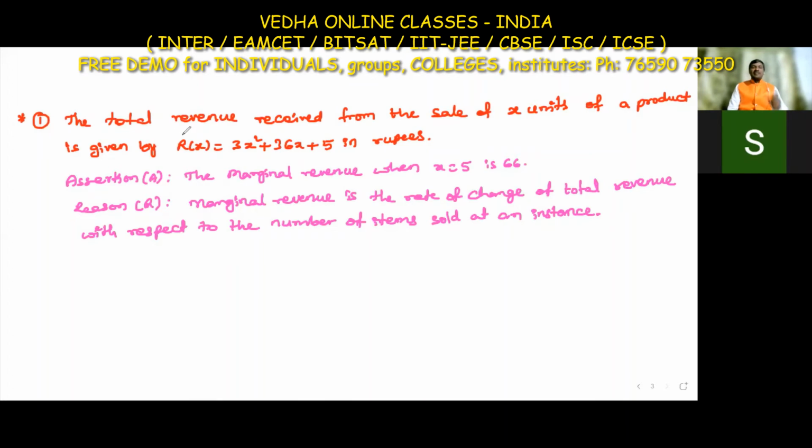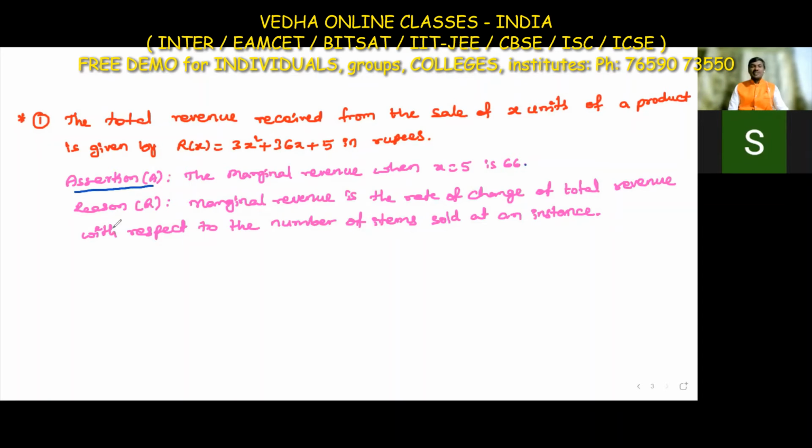So here, the marginal revenue received from the sale of x units of a product is given by R(x) = 3x² + 36x + 5 in rupees. This question is completely assertion and reason based. The assertion is that the marginal revenue when x = 5 is 66. We have to check whether the given value is correct or not.